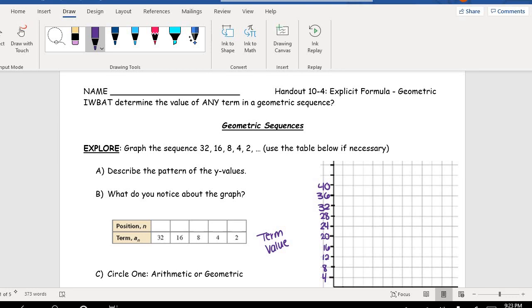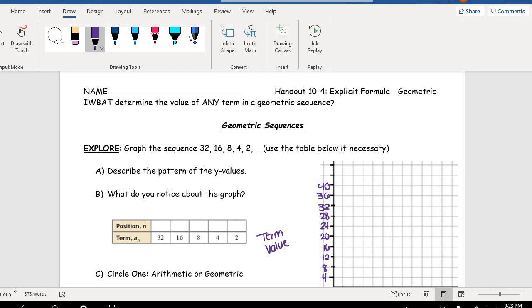Good morning, kids. Today we're going to finish up our new material on sequences with Handout 10-4, which is the explicit formula for geometric sequences. So I will be able to determine the value of any term in a geometric sequence. That's our goal for today.